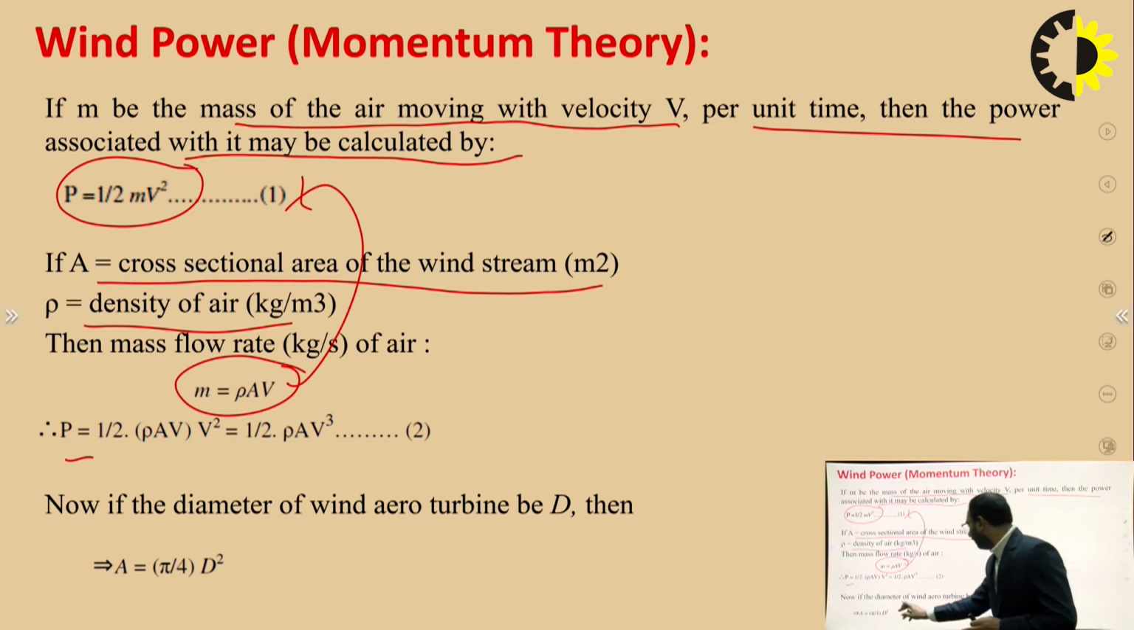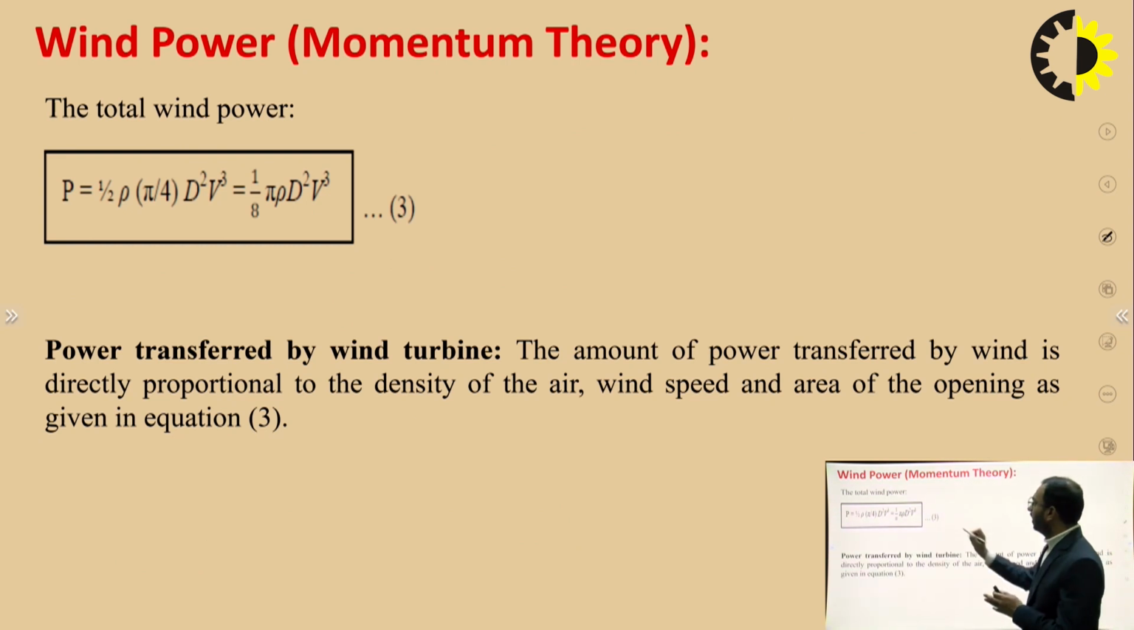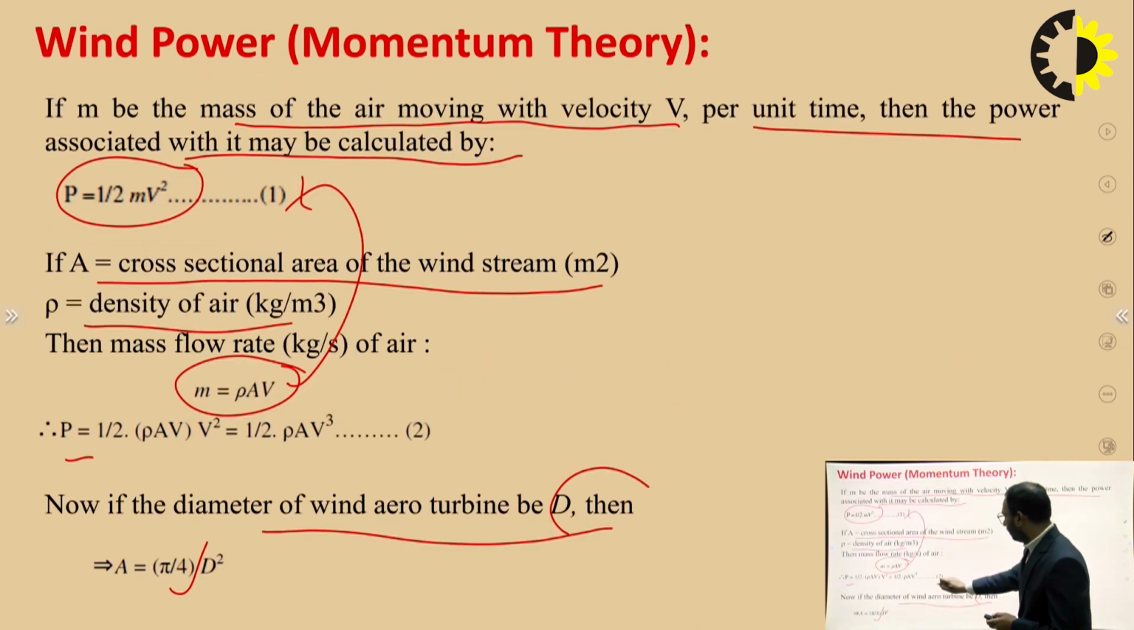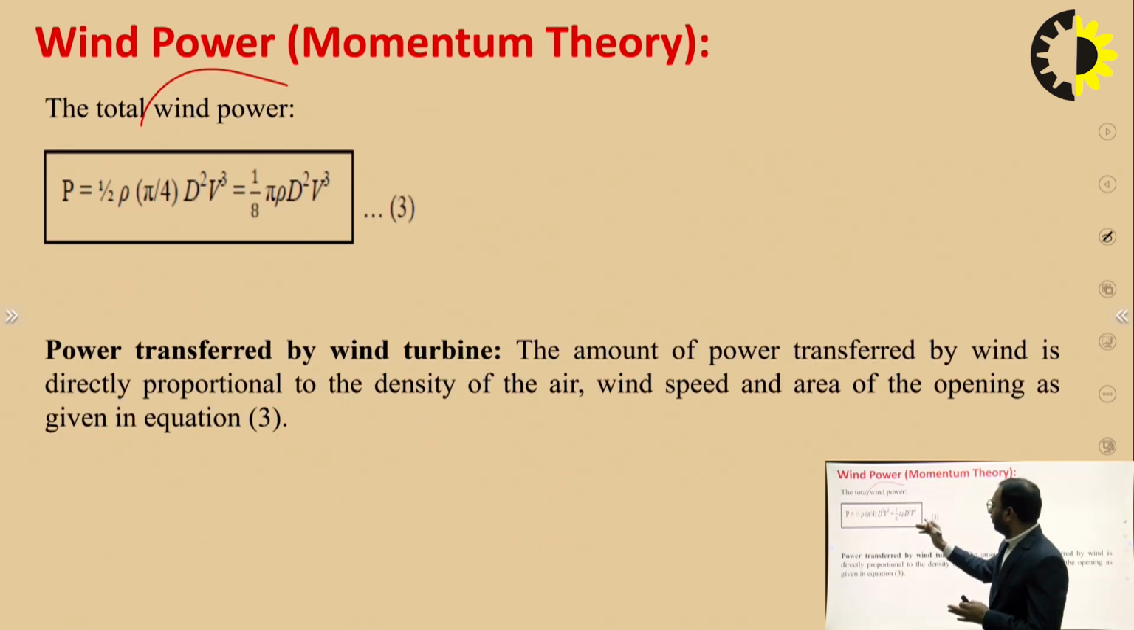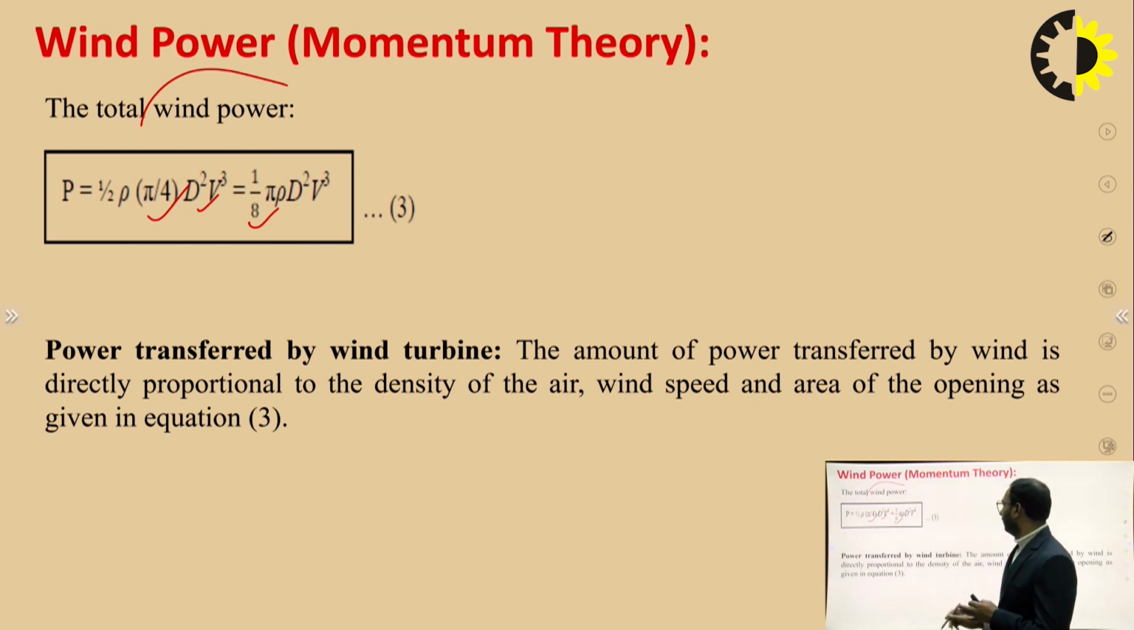Now, if the diameter of the wind aero turbine is d, then A is equal to pi by 4 d square. So, what is the total wind power? By putting the value of A in equation number 2, we get the total wind power P equal to half rho pi by 4 into d square into V cube. If we further simplify, we get P equal to 1 by 8 pi rho d square V cube. So this is the formula from which we can calculate the total wind power.